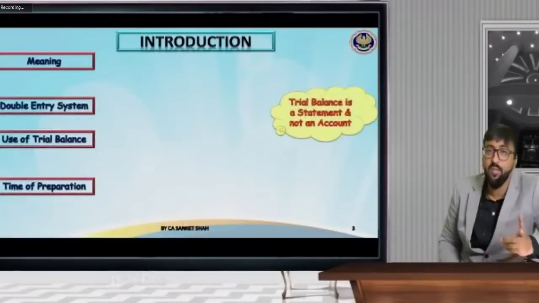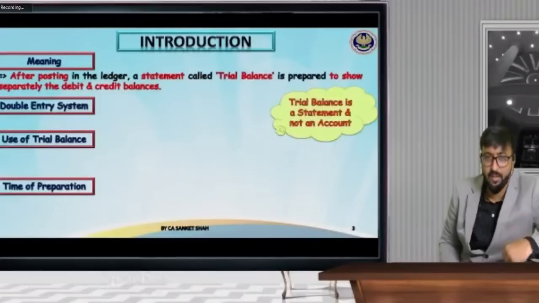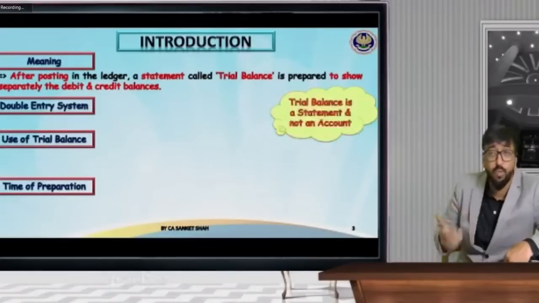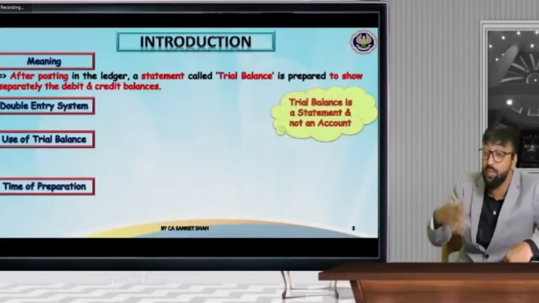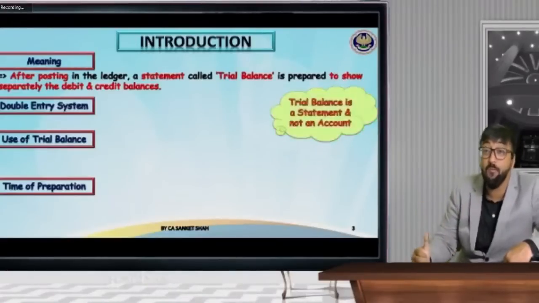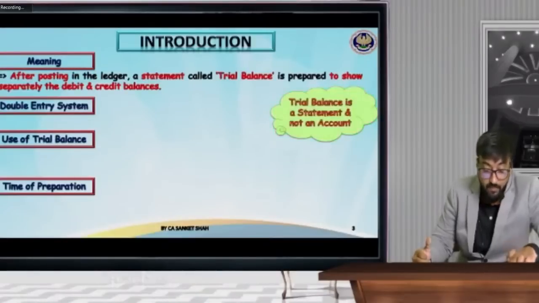So what is the meaning of trial balance, sir? First thing, after ledger posting. So what is the first one? Let's see, what do we do first? When you are preparing books of account, what is the first step towards it? Yes, beta, tell me in the comment section. What is the first step?